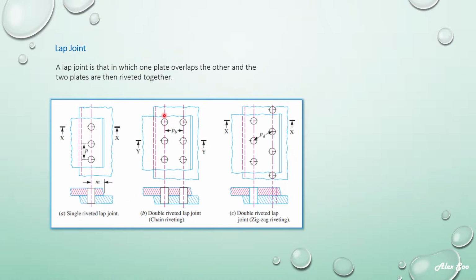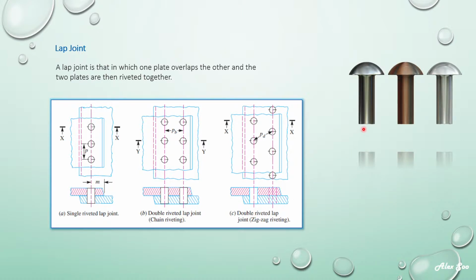But when you refer to the second diagram, you have two columns, and we call it a double riveted lap joint. And then the third one is also a double riveted lap joint, but it is zigzag riveting. Sorry, the second one is called chain, the third one is called zigzag. But the number of rivets is still considered as 2 in diagram B and diagram C. Here you can see 1 rivet, 2 rivets, so that is why it's called a double riveted lap joint.